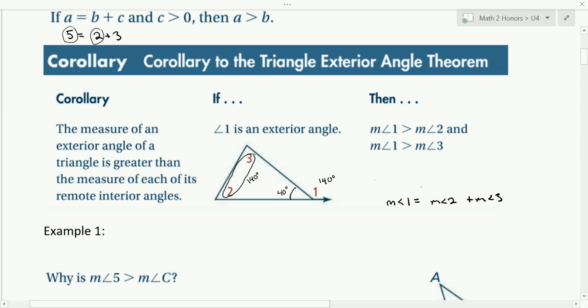That's called the exterior angle theorem, and you may remember that from a prior class. Okay. So if the measure of angle 1 is equal to the measure of angle 2 plus the measure of angle 3, and all these angles are greater than 0, what could we say about the measure of angle 1 if we compared it to the measure of angle 2? It's got to be bigger. And that's what this corollary is saying. Or if we took the measure of angle 1 and compared it to the measure of angle 3, which one's bigger? Angle 1.